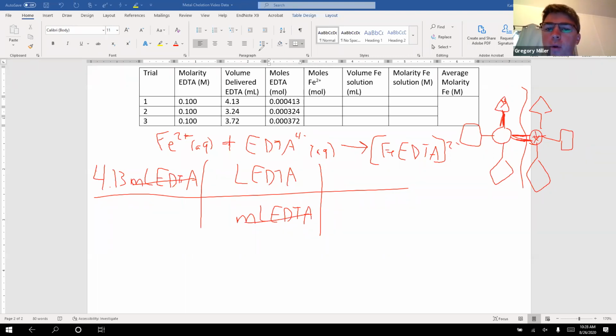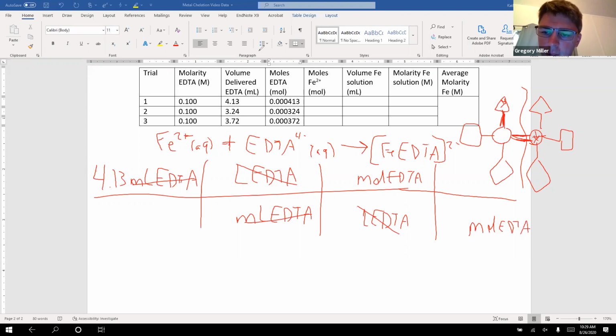But liters of EDTA isn't what we wanted to end with. We want moles of iron. So we need that to cancel. And now we can convert to moles of EDTA. But again, moles of EDTA isn't what we wanted to end with, so we need another conversion factor. And now we can use our coefficients to get the moles of that iron ion. Now the units we're left with is moles of iron 2, which is what we wanted. So now we just have to go back and fill in numbers.